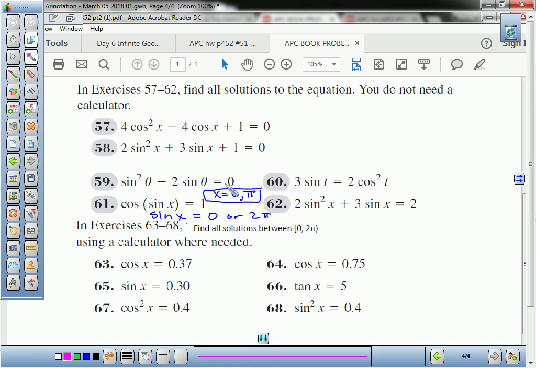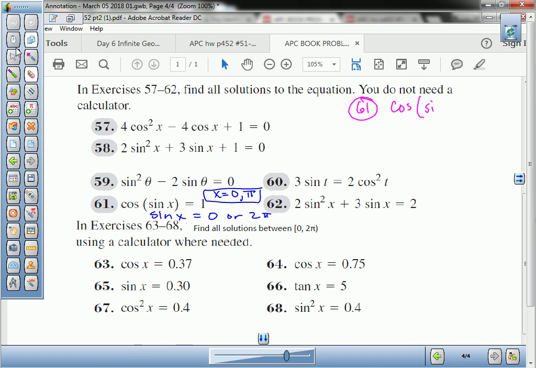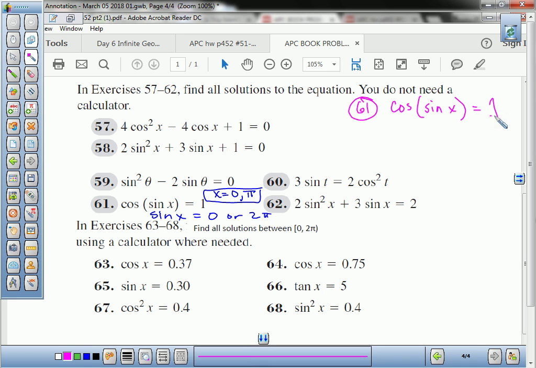Let's go ahead and pull out last night's homework. 61 I was asked about a couple times. I like 61. Where is, oh yeah, this is cosine of sine of x. That's not sine of x. Let me try again. Oh, that's not cosine of x times sine. No, it's cosine of sine of x.